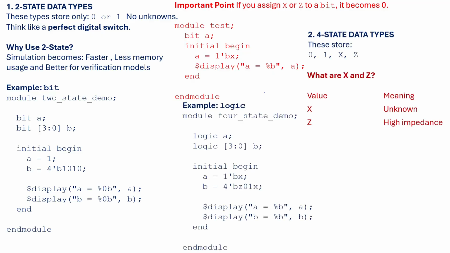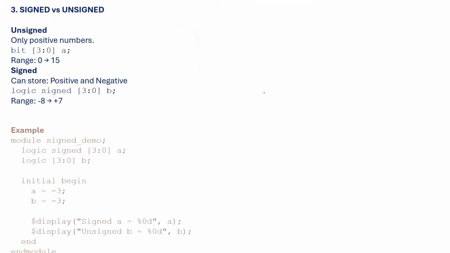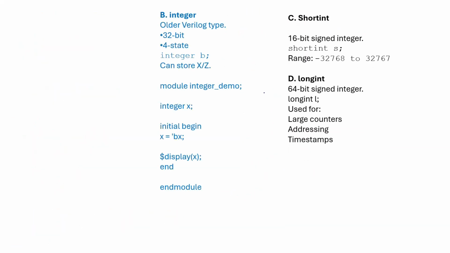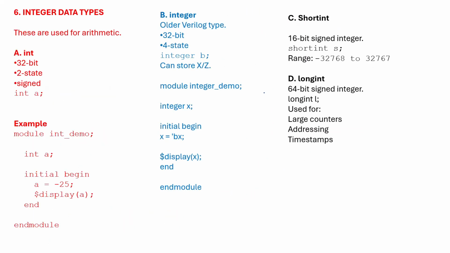Why do we use logic? Sometimes we need to use continuous assignment, and sometimes we need to use procedural assignments. That's why we go for logic. After that, signed and unsigned numbers and variables. After that, some integer data types: short int, long int, and integer for loop counting values. All these things we explained, right?